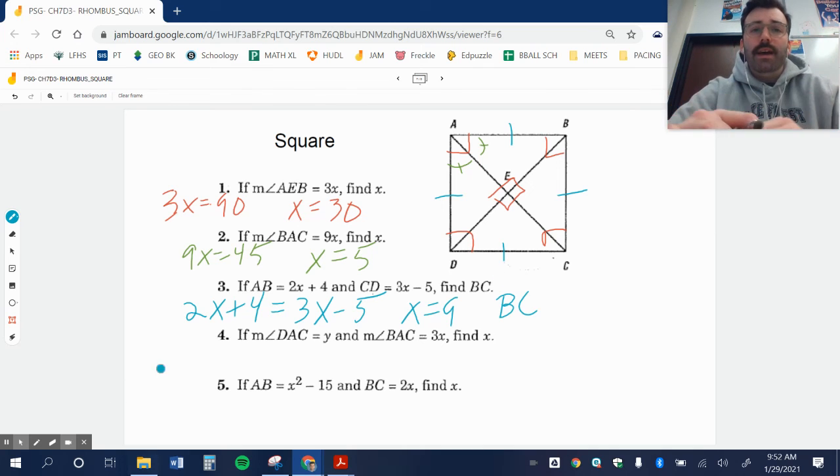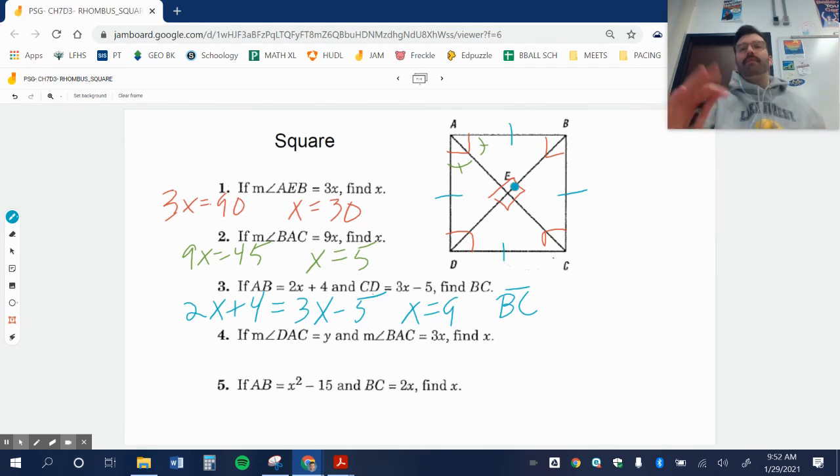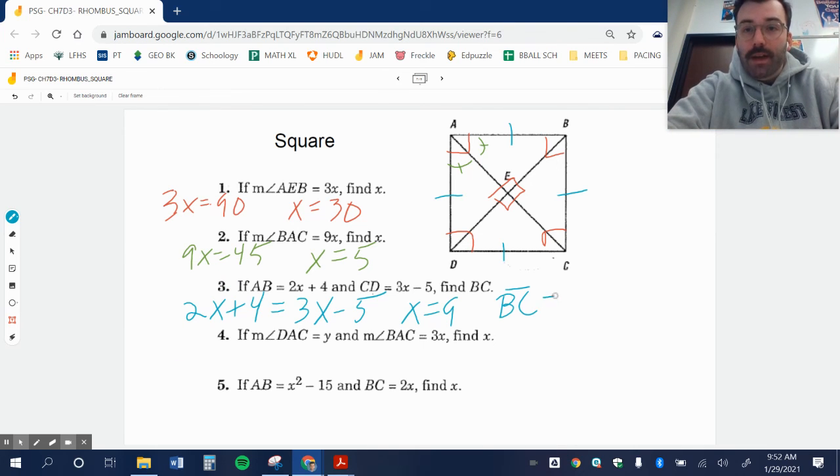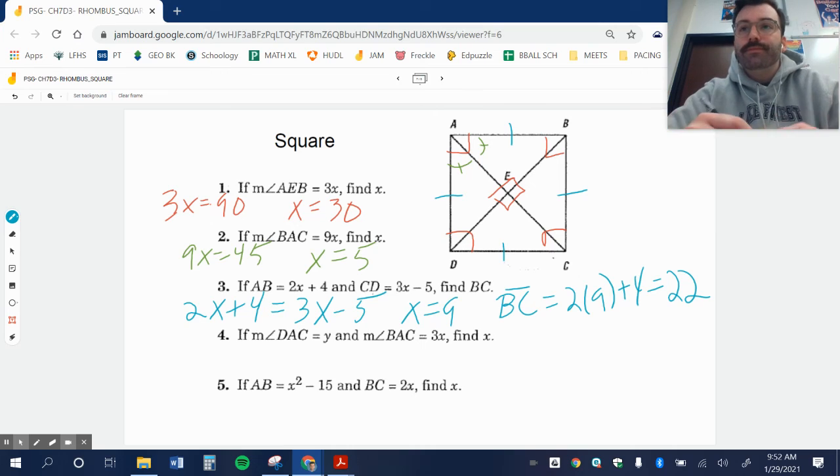I got x to be 9 here. And I want BC. Well, I don't have an expression for BC, do I? But that doesn't matter. Why? Because all four sides are congruent. So I can plug this 9 into either one of these expressions. I'm going to plug 9 into 2x plus 4. 2 times 9 is 18, plus 4 is 22.